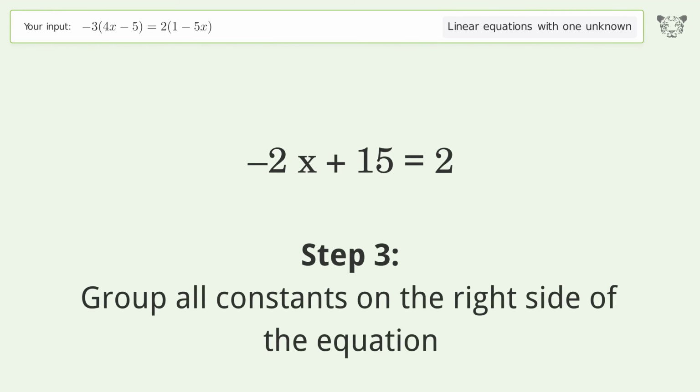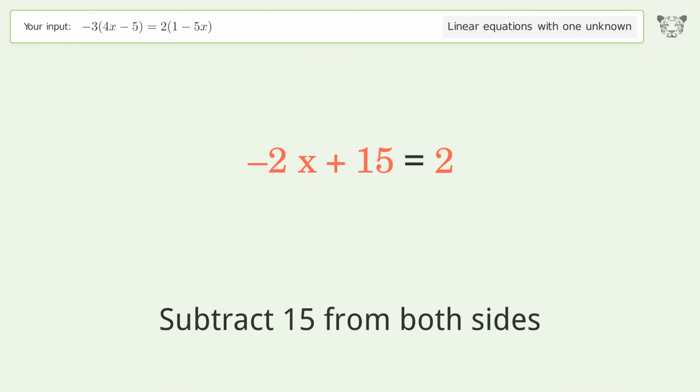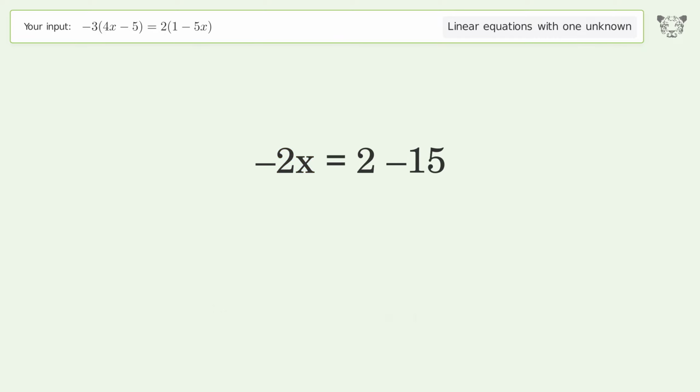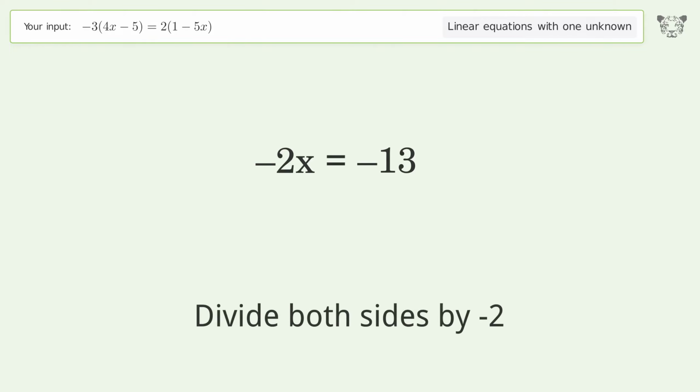Group all constants on the right side of the equation. Subtract 15 from both sides. Simplify the arithmetic. Isolate the m. Divide both sides by -2.